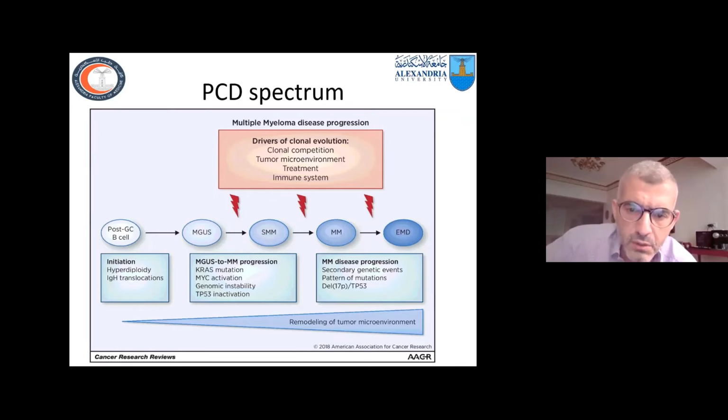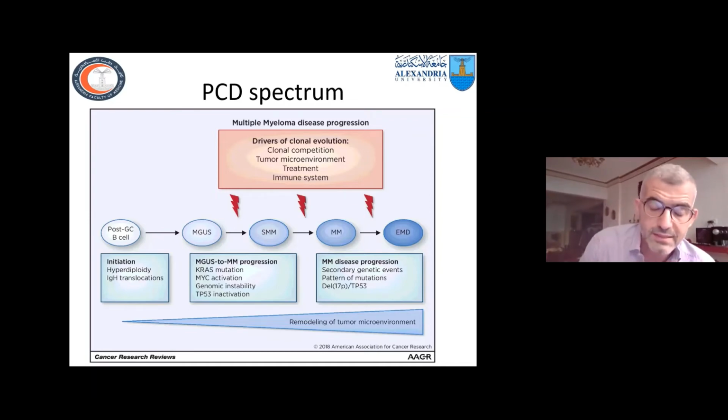Basically then, it picks up secondary genetic events and the deletion of 17p or the TP53, which tips it off the edge and starts to have the clinically evident multiple myeloma together with the extramedullary disease. And this happens basically together with the tumor microenvironment remodeling, and we will discuss it further.